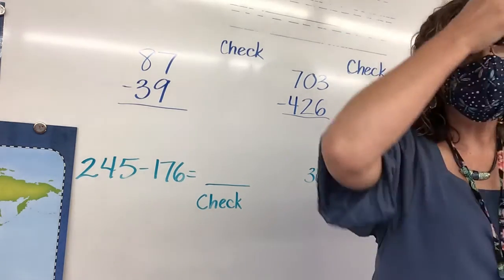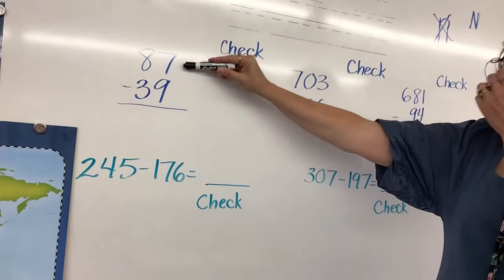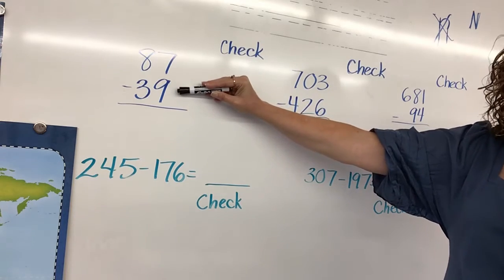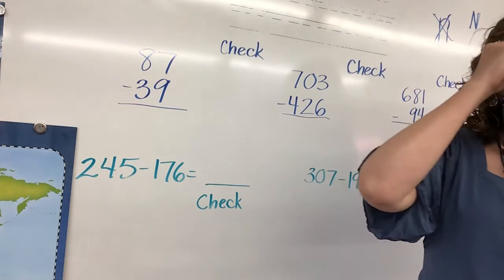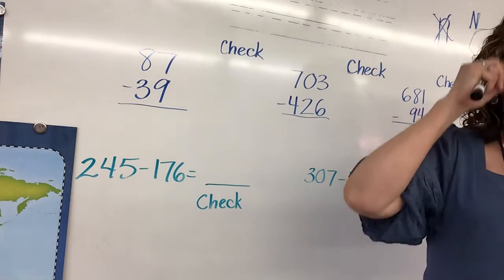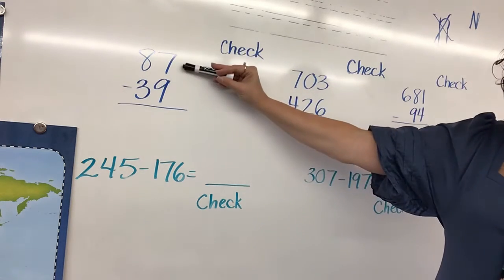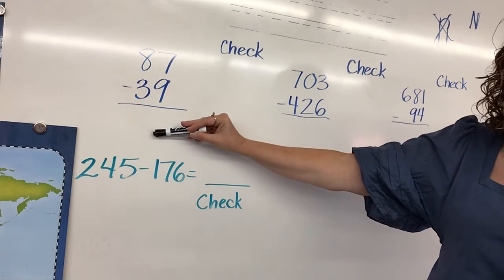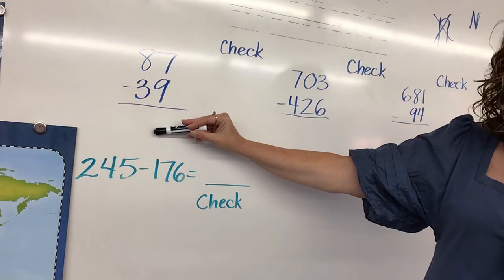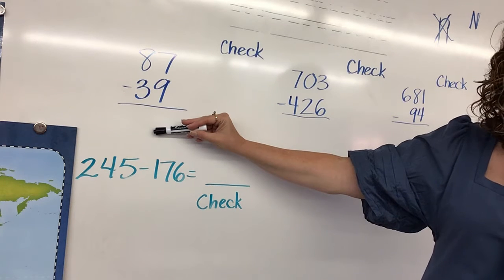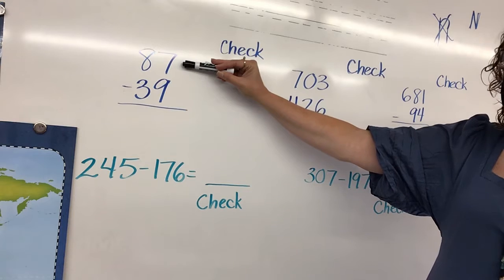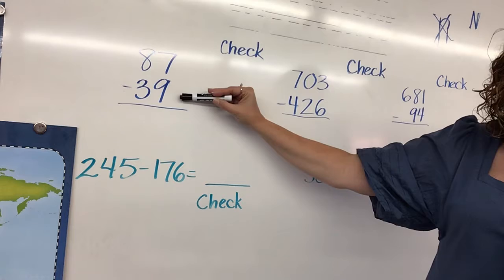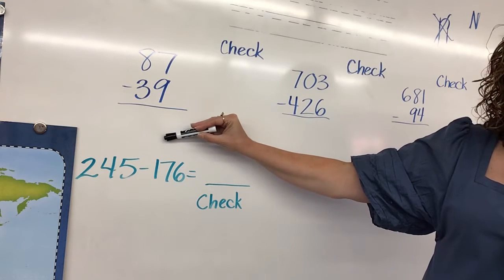Now, what they did when they checked it was they took the difference, which was 262, and added back the subtrahend. Remember when you subtract: the first number is the minuend, the second number is the subtrahend, and you are finding the difference. Again, the minuend is the big number on the top. You are subtracting the subtrahend, and you're finding the difference.